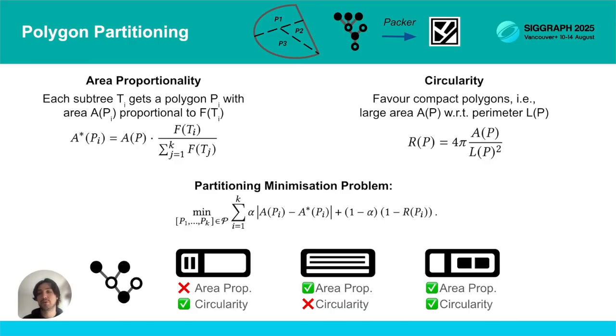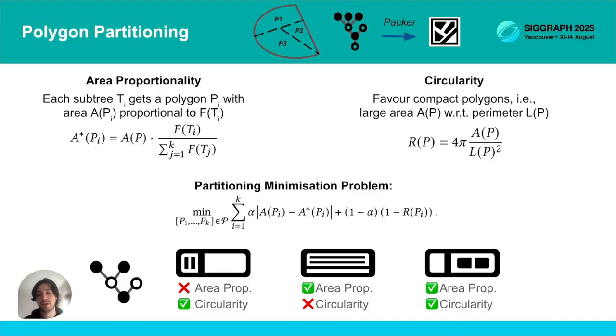One is called area proportionality, and it's quite intuitive. Basically, every sibling should get an amount of area proportional to its footprint. And the second one, maybe less intuitive, is circularity, which should favor solutions with compact polygons. We linearly combine the two to form our minimization problem. Now, intuitively, you can see what happens if you skip one of these two.